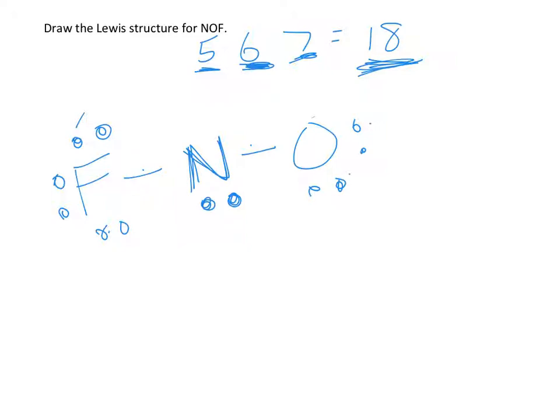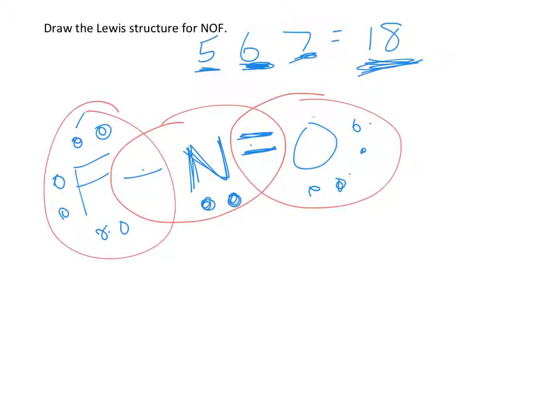And what that does is it lets me count the electrons for both. So now N has 8, effectively. O has 8, and F has 8, and my budget's met. 2, 4, 6, 8, 10, 12, 14, 16, 18. It all checks out. So that is the Lewis structure for NOF. And that is it. So we'll do some more with some other ones, but this is the basic Lewis structure, how to draw them.